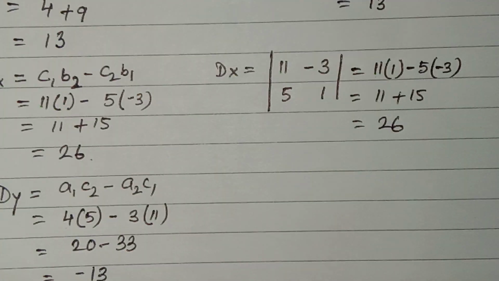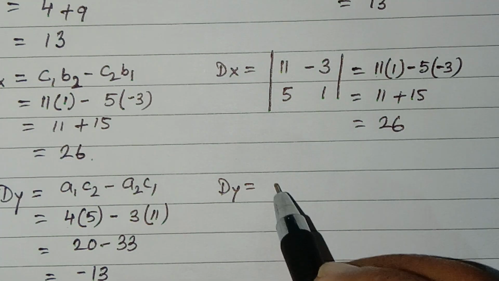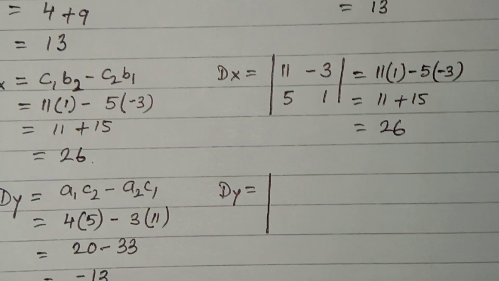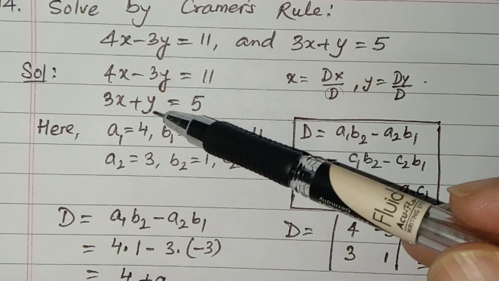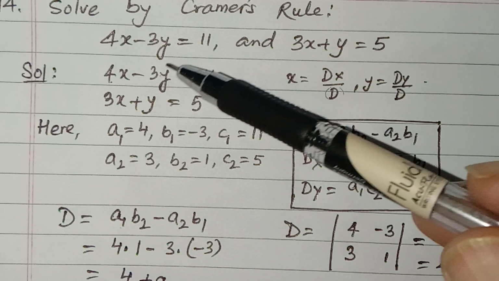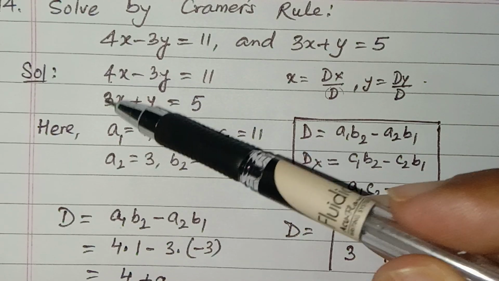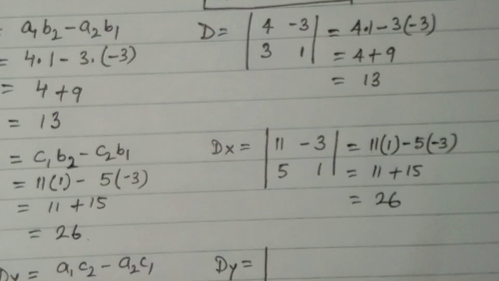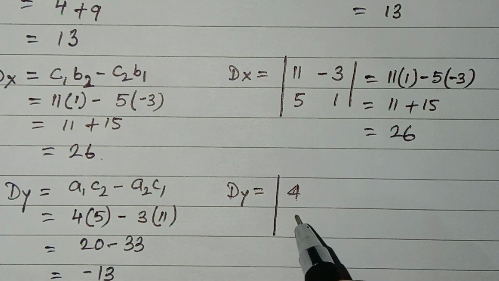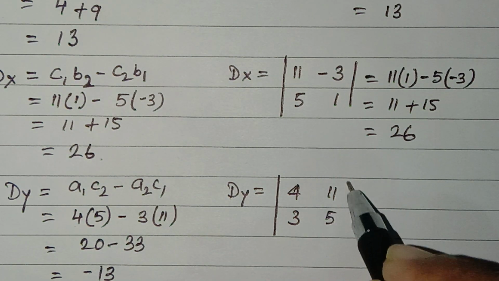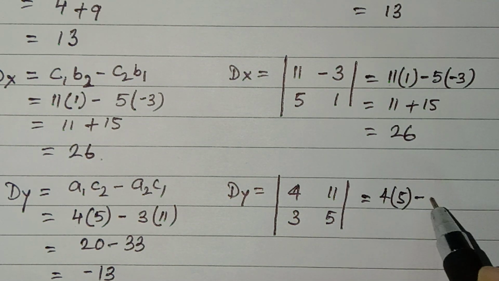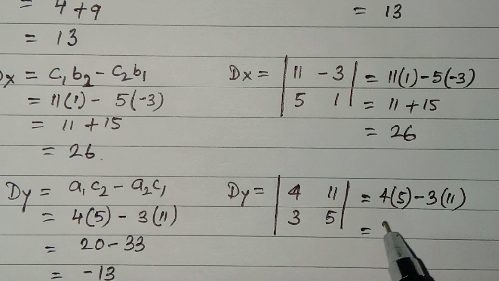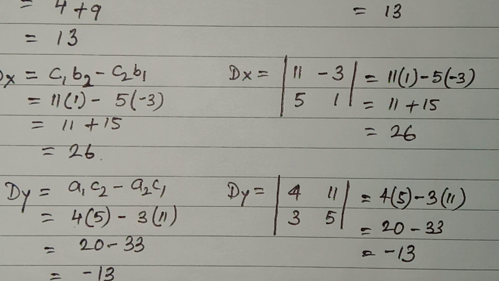Similarly, finding dy as a determinant of y, what we have to do is replace the y coefficients with the constants here. So I get 4 and 3, 11 and 5, and this gives me 4 times 5 minus 3 times 11, which is equal to 20 minus 33, and this is going to be minus 13.